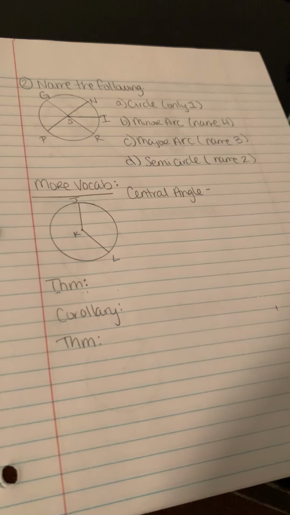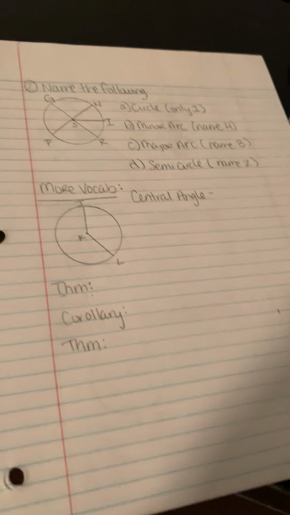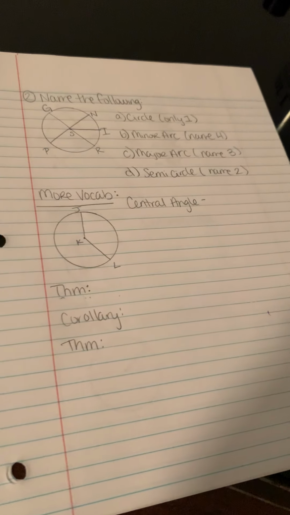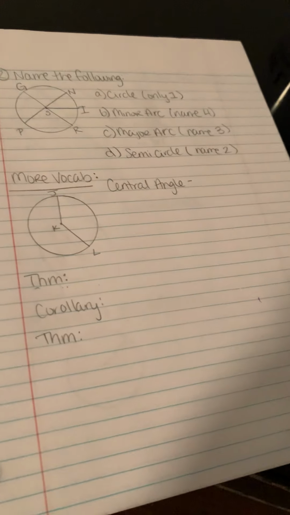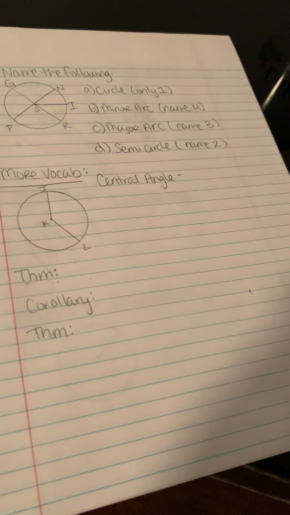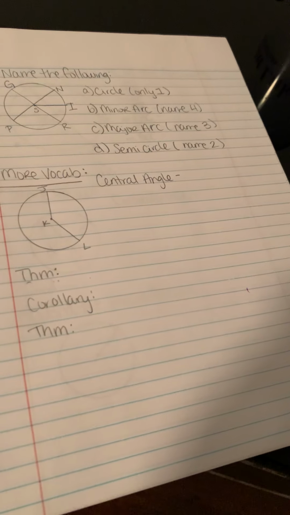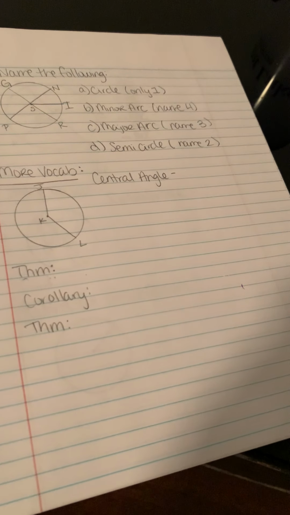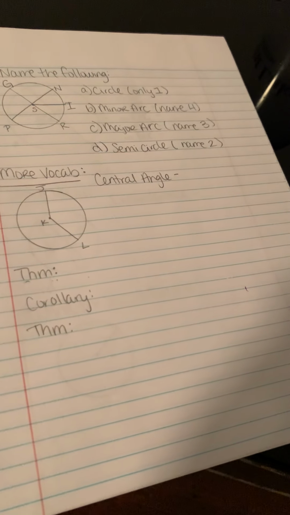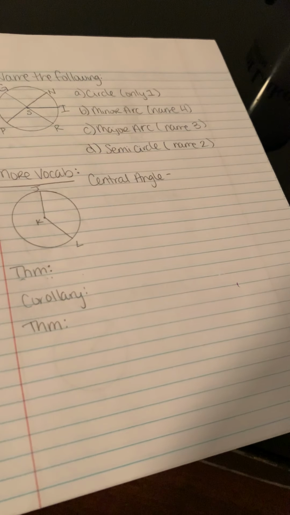So for number 2, we are going to name the following. You're going to name a circle, minor arcs, major arcs, and semicircles. The minor arc, you're going to name 4 of them. Major arc, you're going to name 3. Semicircle, you're going to name 2, and up at the top, circle, I forgot to mention there's only 1.